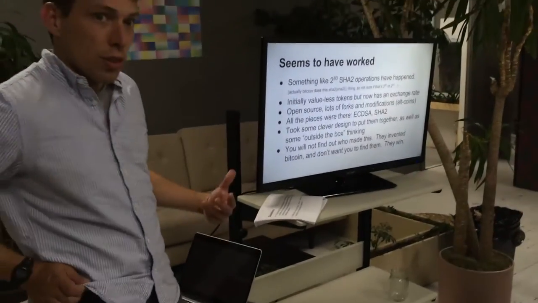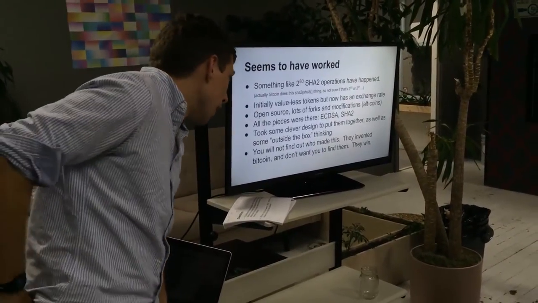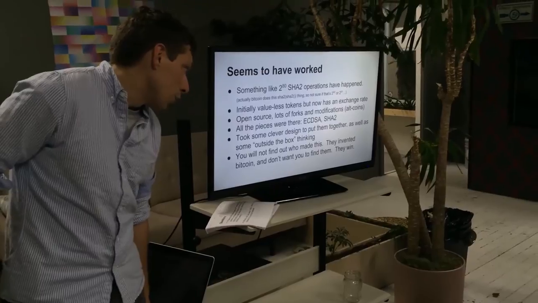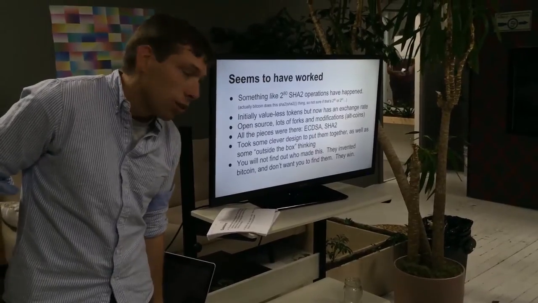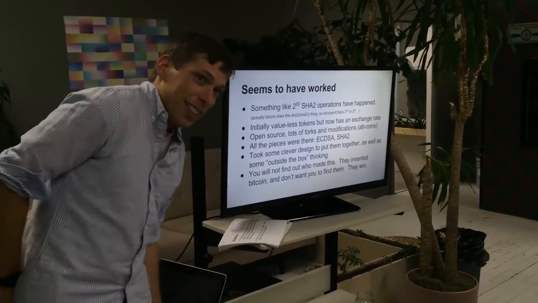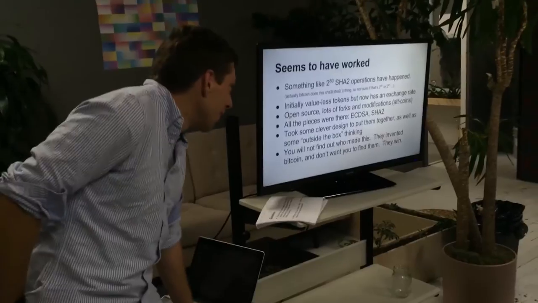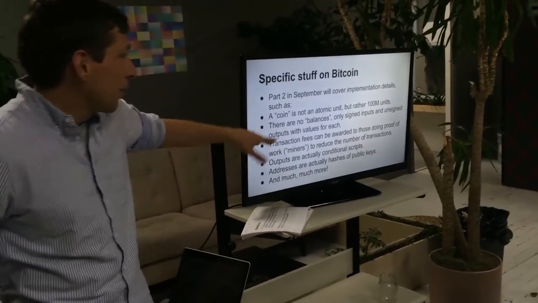All the pieces were there for over a decade. ECDSA and SHA-2 are the really main pieces. It took some clever design to put them together, as well as some out-of-the-box thinking, and you will not find who made this. They invented Bitcoin. They don't want you to find them, and they win. You're not going to find them, they're that confident. I mean, come on.